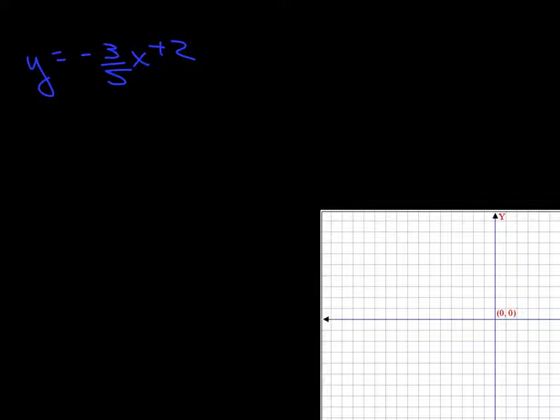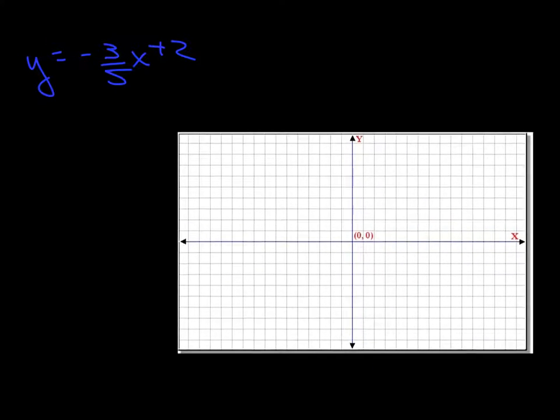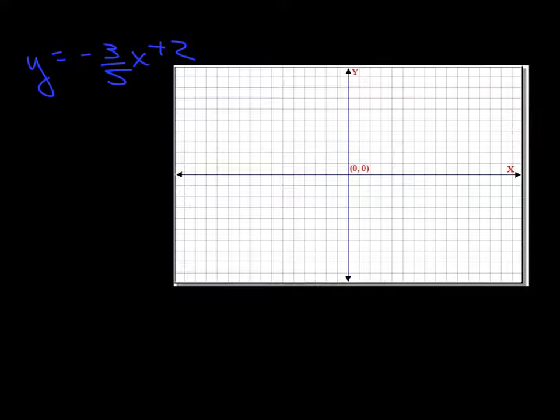Alright, so what do we have here? We have the slope is negative 3/5, so I know it's going to go downhill somewhere. And my y-intercept is 2, so that means it's going to cross the y line at 2. So let's go ahead and get this up here. So we know it's going to cross the y at 2. That's one of our points. We just need to find one other point. And we're going to use the slope in order to find that other point.